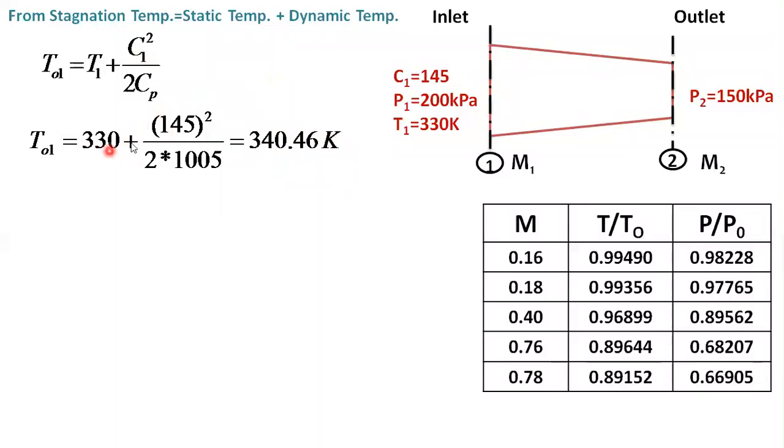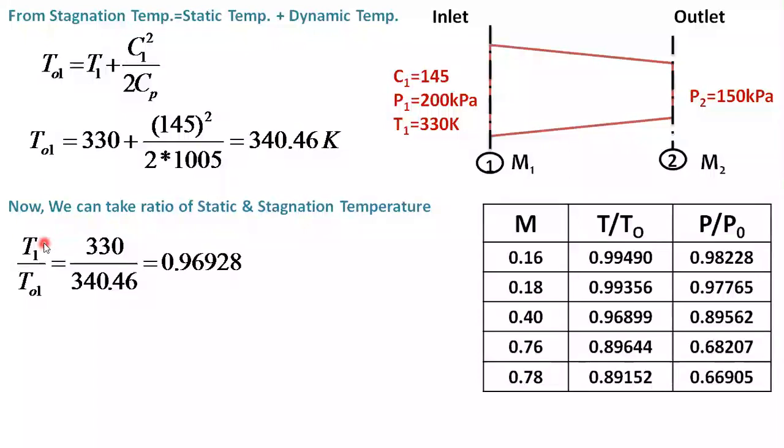The temperature is 330. So when you suddenly stop this much velocity of moving air, you will see a rise in temperature of 40 Kelvin. Okay, so that is the meaning of stagnation temperature. Now that we have stagnation temperature, we can take the ratio between static and stagnation. So for the static to stagnation temperature ratio, we put 330, that is the static temperature, over 340, the stagnation temperature. So it turns out to be 0.96928.